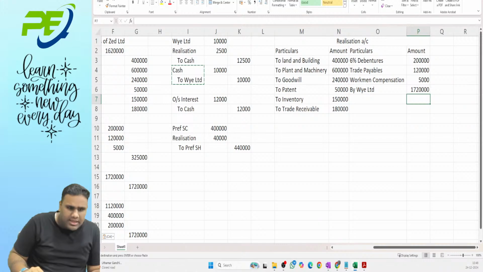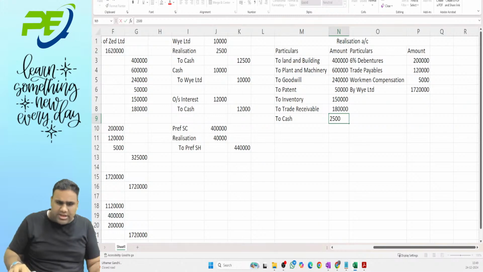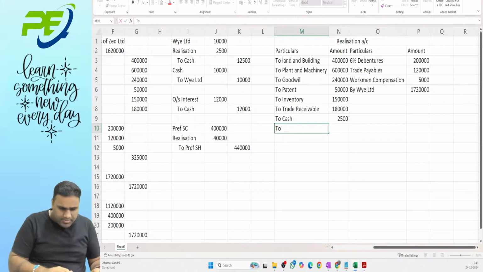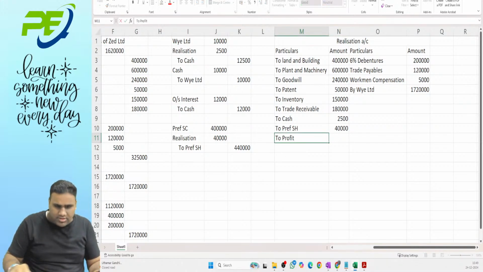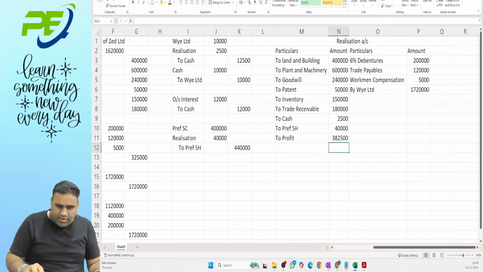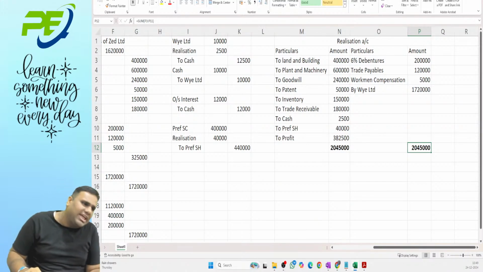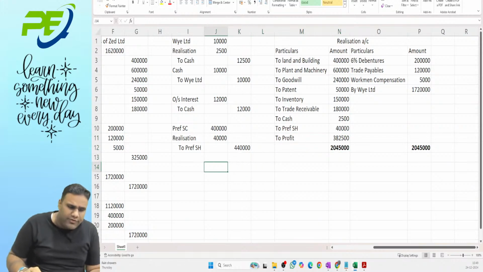Then realization, preference shareholder. Sorry. Realization expenses to cash 2,500 and to preference shareholder 40,000. Yes, calculate the profit or loss. 382,500 is profit. This happens only in problems. In real life it is always a loss. So realization profit 382,500.